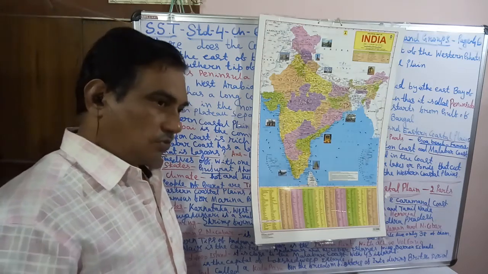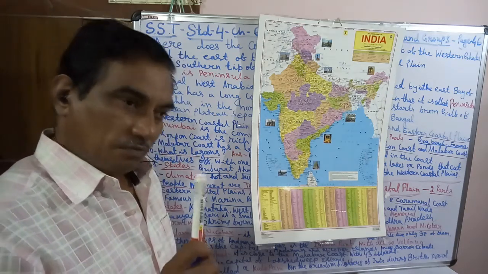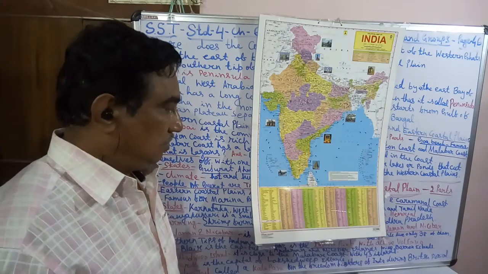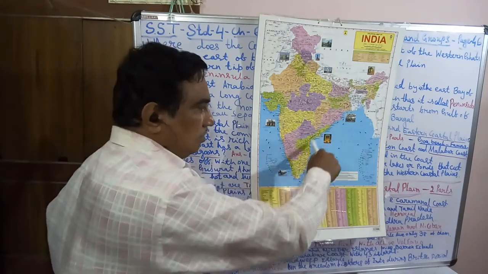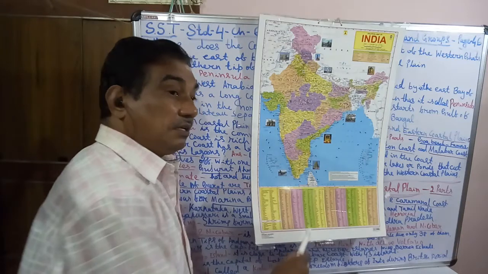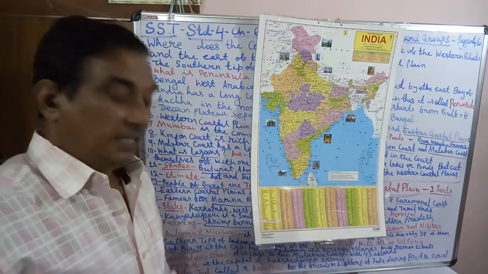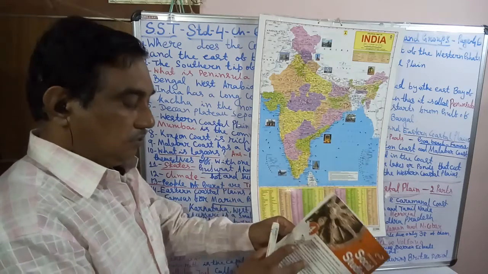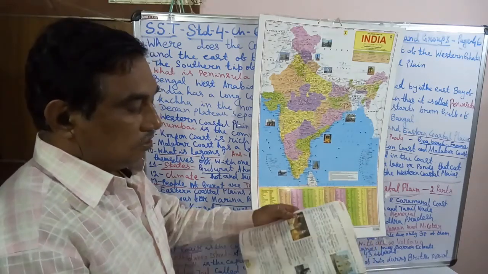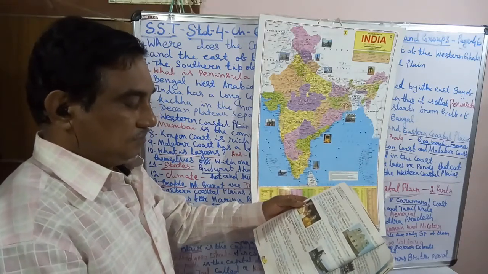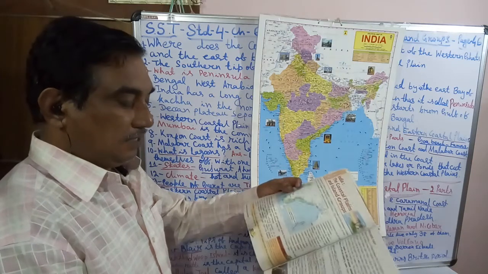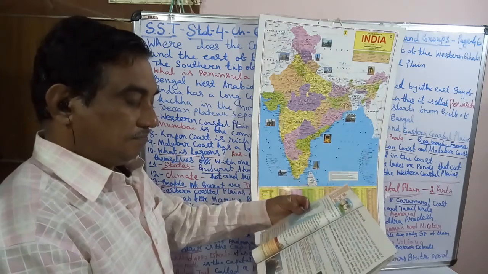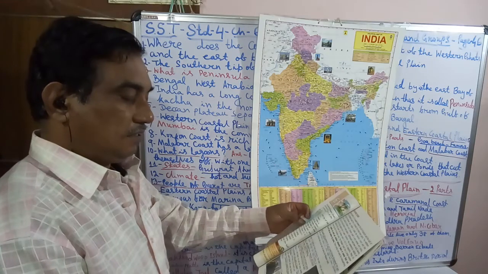So the farming. What is the farming here? Farming is shrimp farming. Shrimp farming. Here, look at the book.